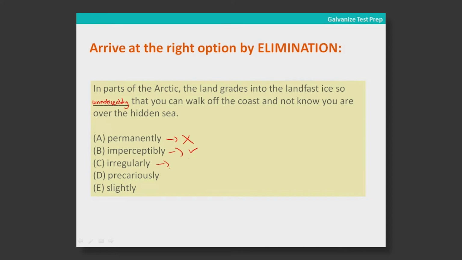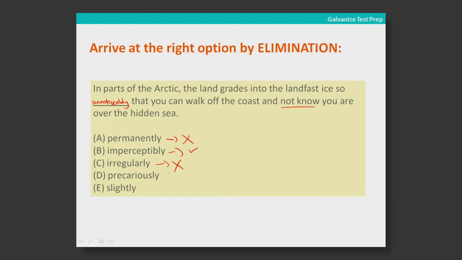Irregularly, we're talking about something that's not noticeable, not something that's irregular. It's pretty irrelevant when you know that this is the clue word and it's not at all hinting at something being irregular, just something not seen. So we can eliminate this because it's irrelevant.